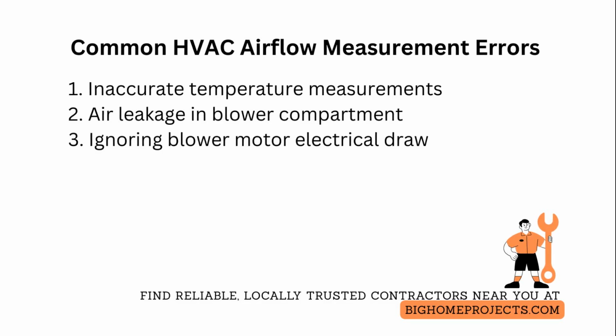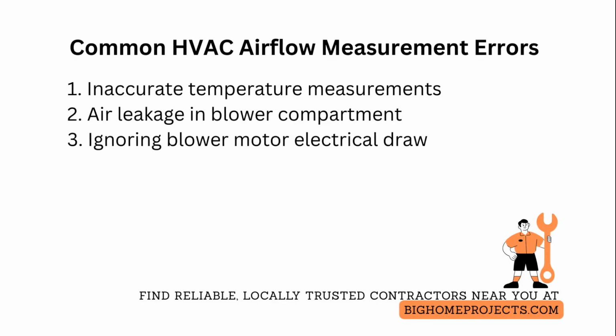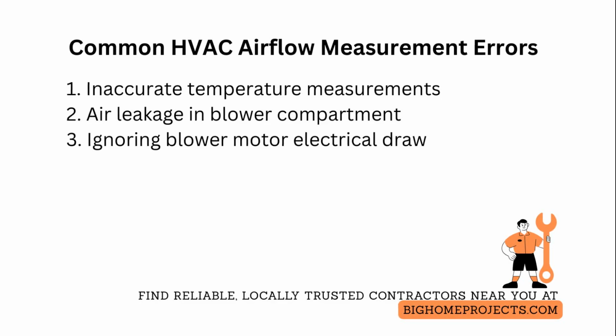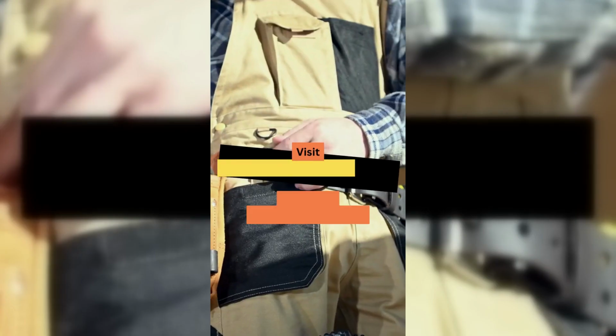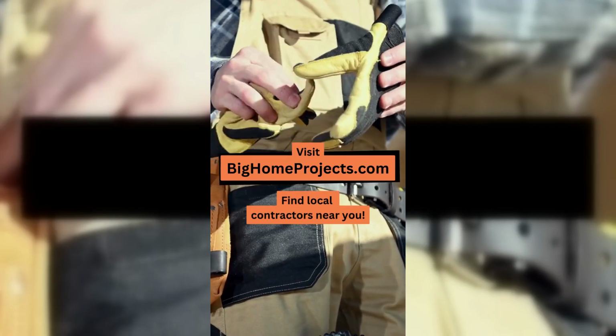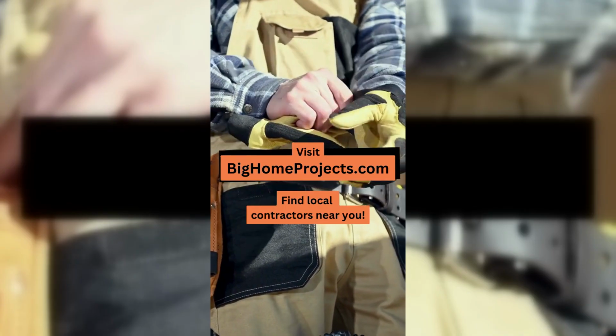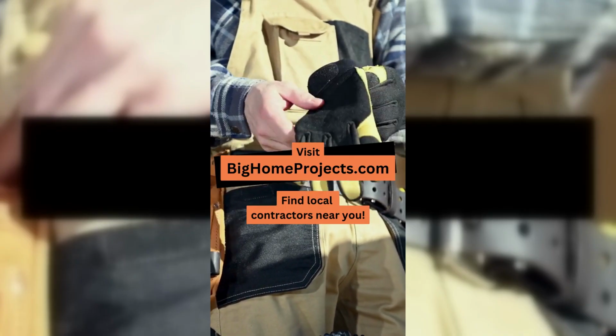The third widespread mistake is failing to account for blower motor electrical draw on electric furnaces, producing an overestimated CFM, solved by measuring motor wattage with a true power meter and subtracting that from total element input when calculating heat transfer to the air.